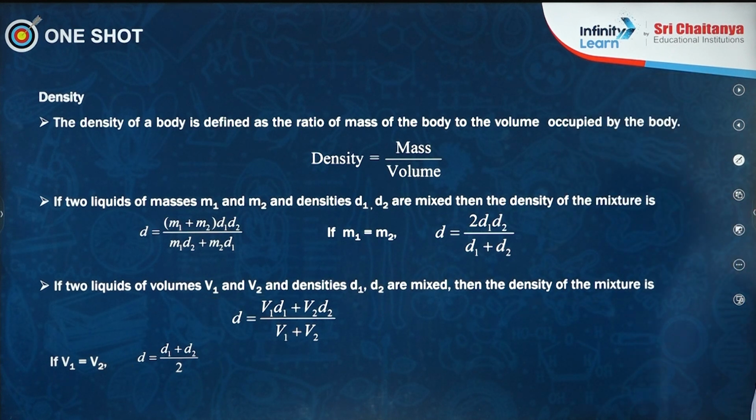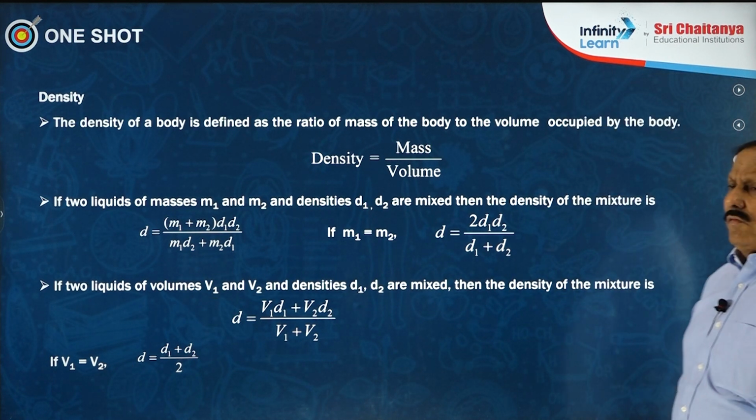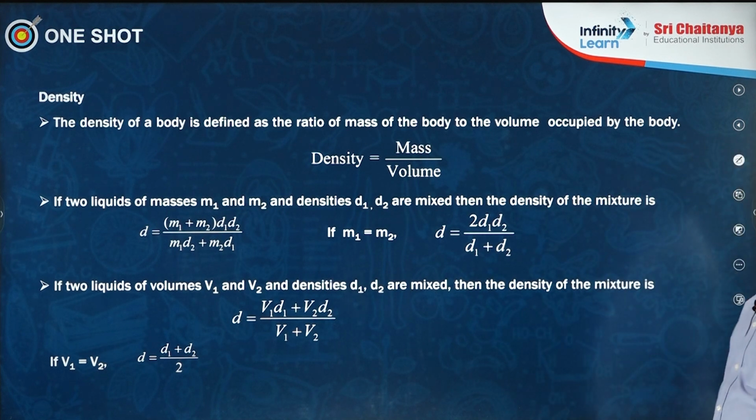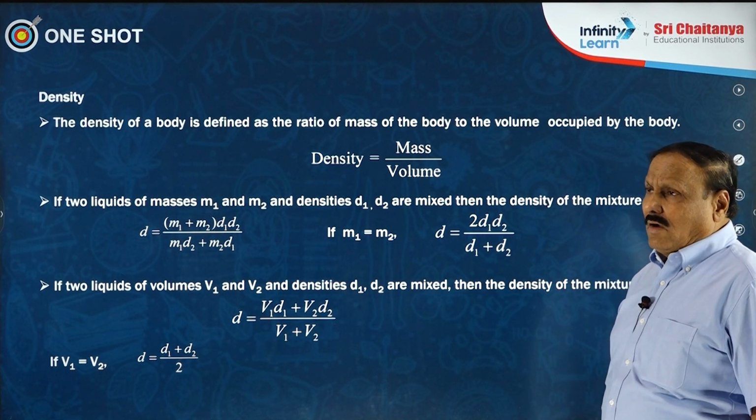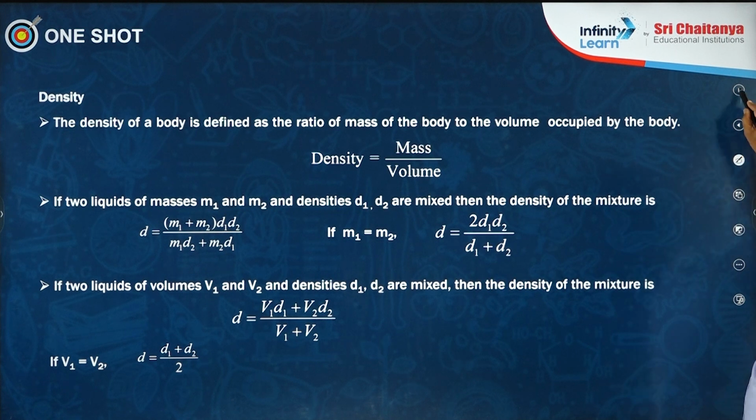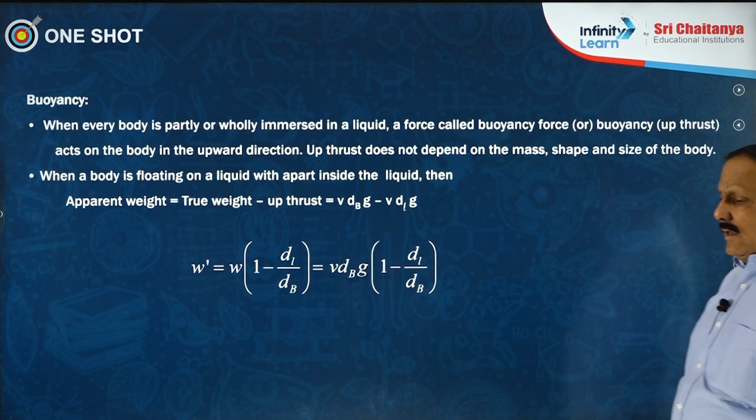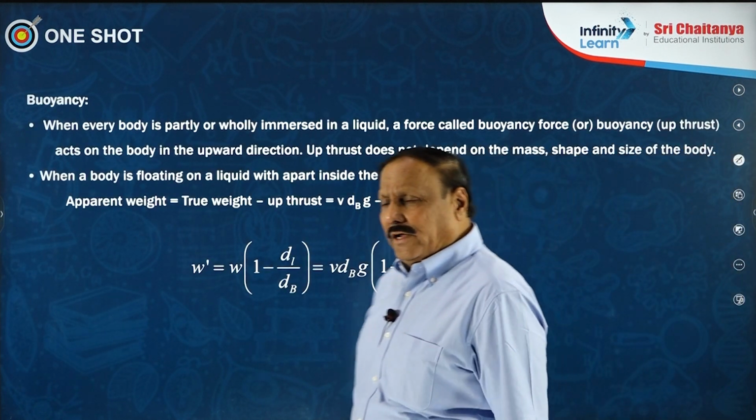So this is how we find the density of the mixture when two liquids are mixed. The formula is in terms of masses and in terms of volumes. Next, now we are coming to the case of buoyancy.